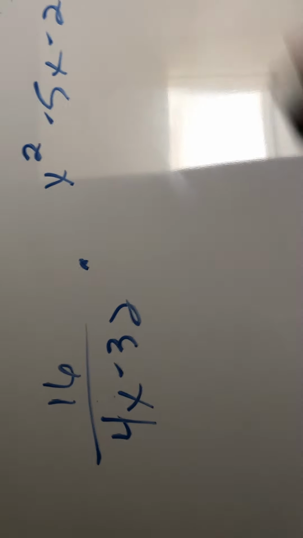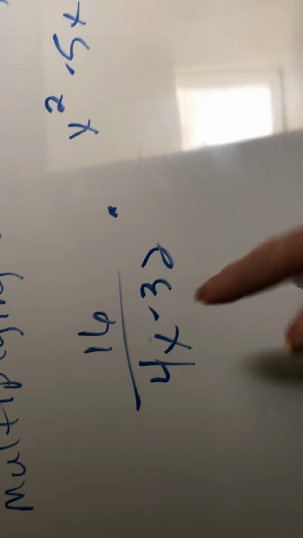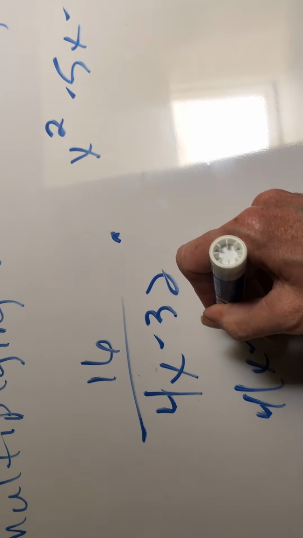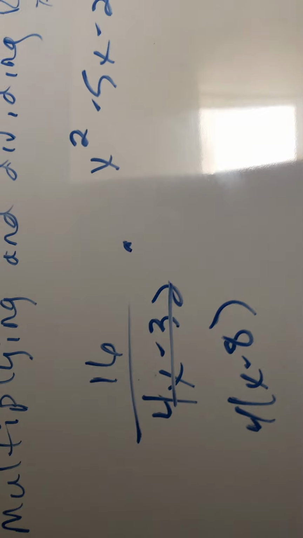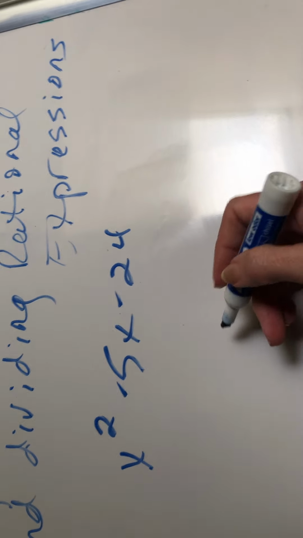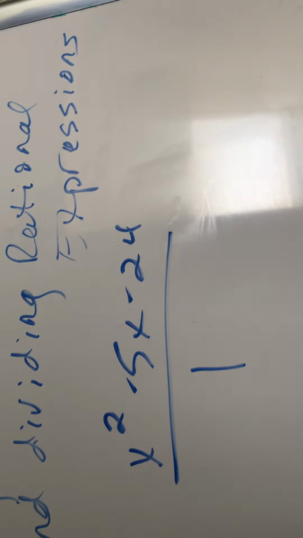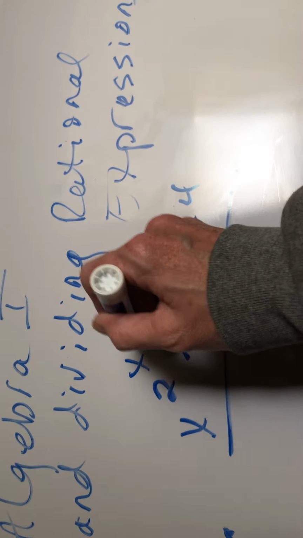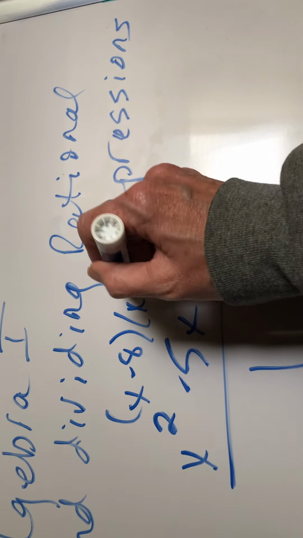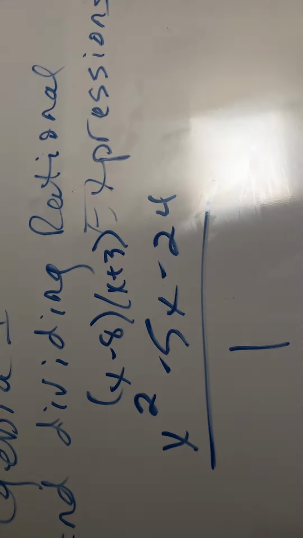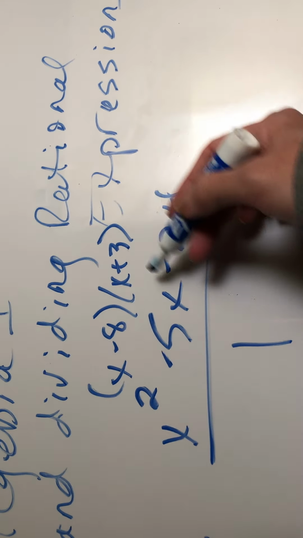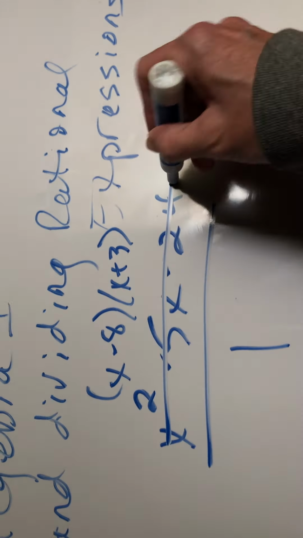So let's try another one of those, mainly to remember factoring the trinomials and how to factor like 4x minus 32. Okay, so we factor 4x minus 32, take a 4 out. That leaves x minus 8. X squared minus 5x minus 24, remember, is over 1. So x minus 8, x plus 3. That's how that factors, because we need the factors of negative 24 that give negative 5.